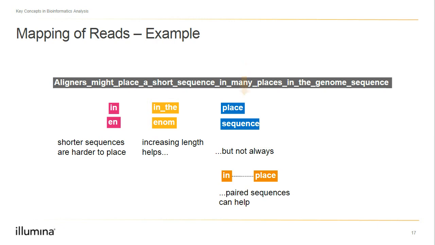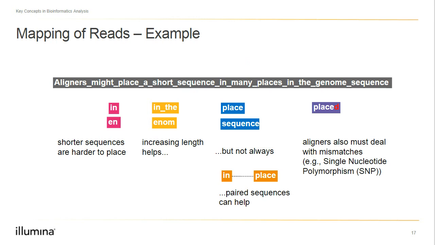Lastly, for this example, aligners need to determine what to do with this variation. So in this example, we have the read "placed". And as we can see in that sentence, it's nowhere in the reference. However, the read may fit here if there's a deletion of the D. And it can also align here if we have a SNP that results in a change from S in the reference to D in the sample.